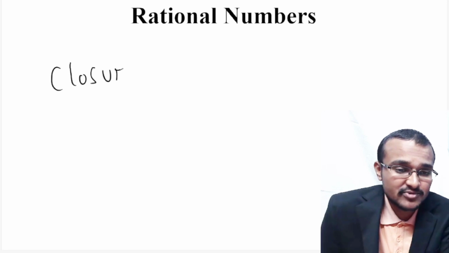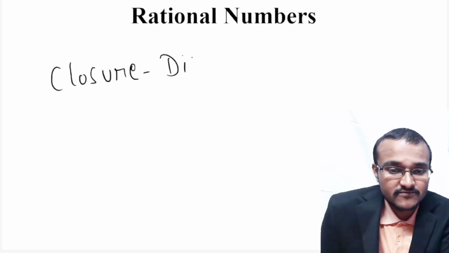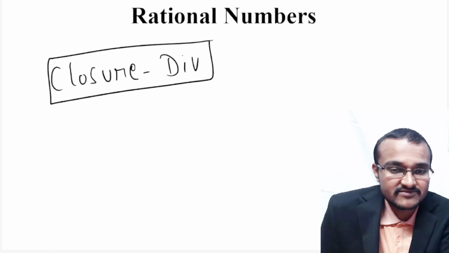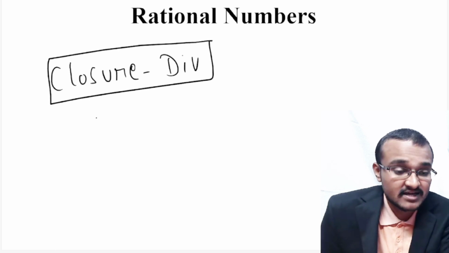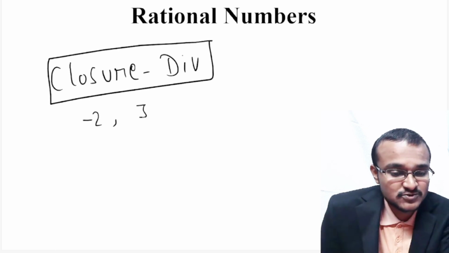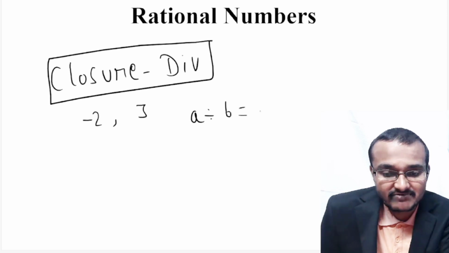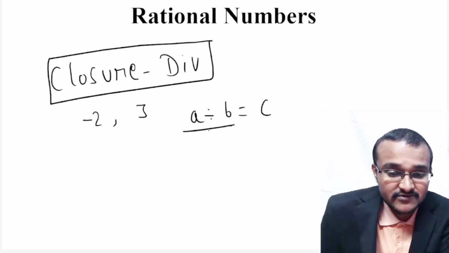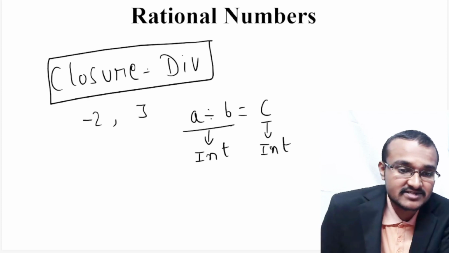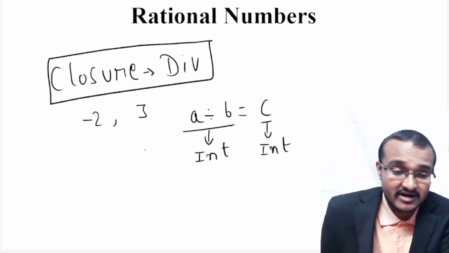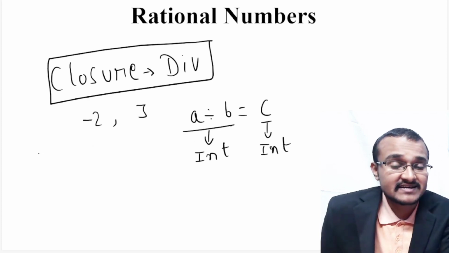Similarly, closure property under division. For closure property under division, we have to test for integers. So let us take the same example, minus 2 and 3. If you divide two integers, the answer should also be an integer, then only closure property under division will be satisfied. But let us check whether we are getting an integer or not.